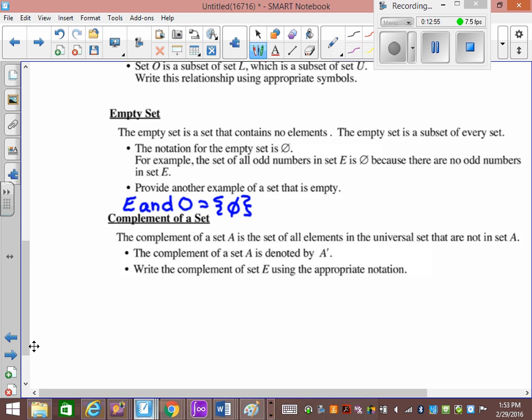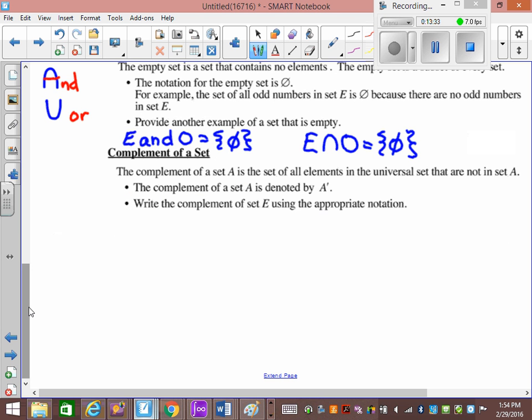The symbol that we use for and is an upside down U. It's intersection. So E intersection O equals the empty set. Instead of saying and, I can use intersection. The way I remember, one is this way, one is this way. I remember which one's and because if I drew a line in it, I could write and. The other one's or. So if you can write a line and make an and, it's an and. This way is or.